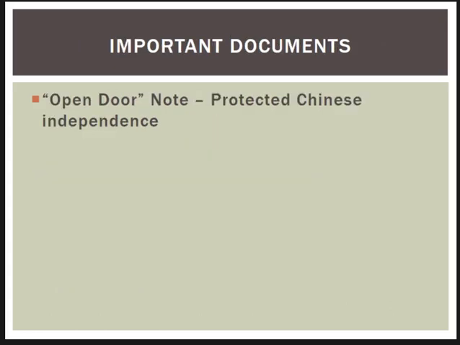What are the important documents of this time? The first one is something called the Open Door Note. This comes out of the McKinley administration. His Secretary of State, sorry, I can't think of the guy's first name, John Hay, was responsible for this note in which we proposed that the United States would be the protector of Chinese independence.